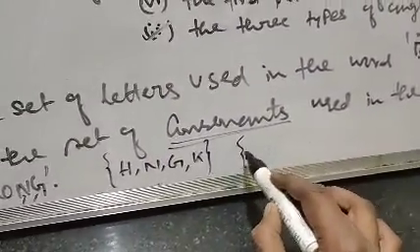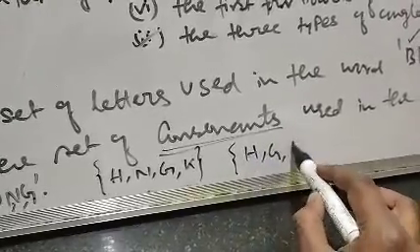You can write in this order, or you can change the order. Suppose you have written H, G, N, K. This is also correct. You can change the order, but the set will remain the same. So we can write any order, but the letters will be H, N, G, K. Right? So this is the answer.